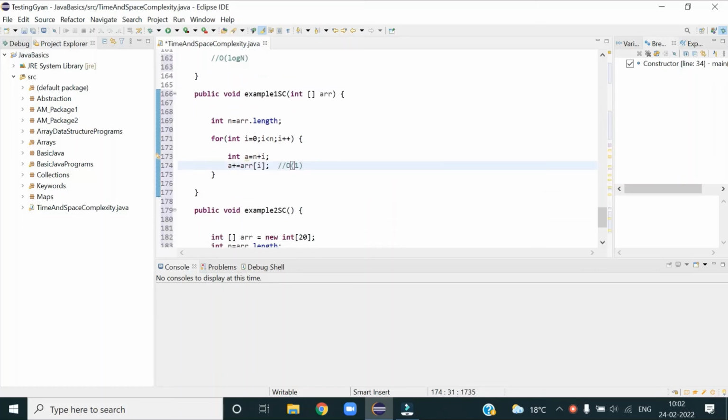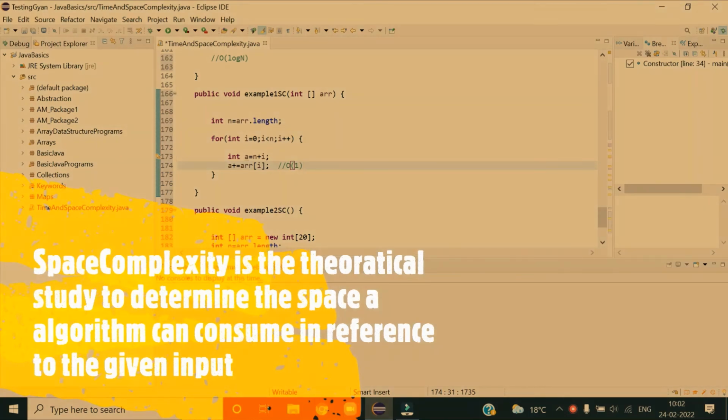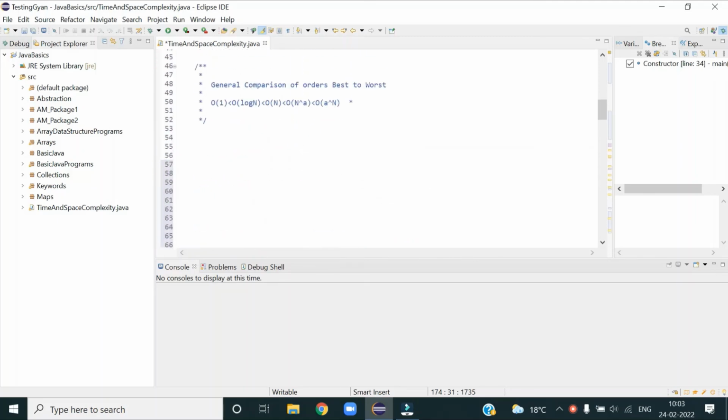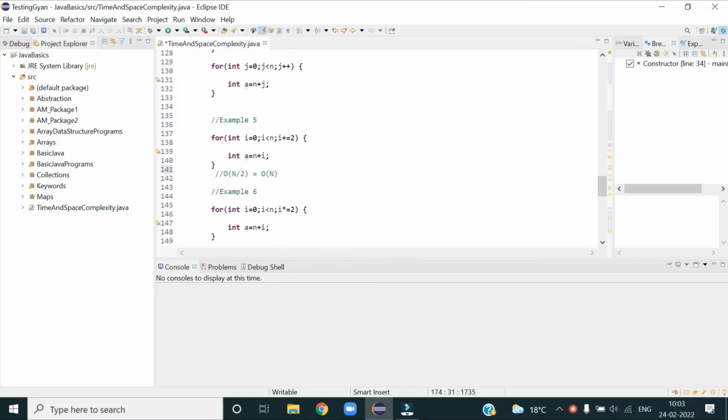So now let us talk about the space complexity. By definition, space complexity is a study to determine the space an algorithm can consume in terms of input. We represent space complexity with the help of big O notation, that is, auxiliary space is expressed with big O notation, and the rules remain the same and the comparison remains the same.